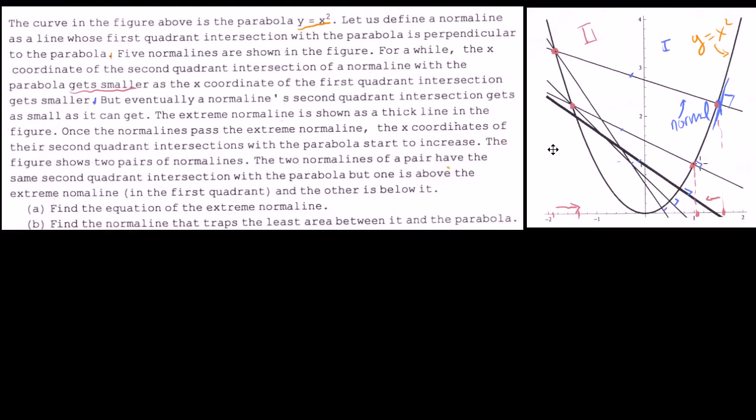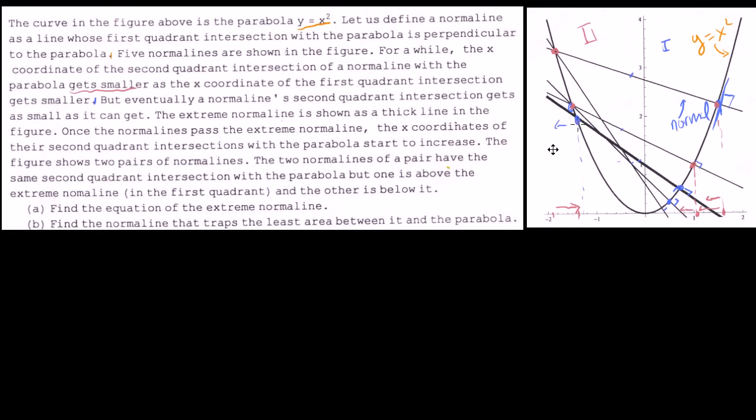As we went from that point to that point, as we moved the x in for the intersection of the first quadrant, the second quadrant intersection also moved in a bit from that line to that line. Fair enough. But eventually, a normal line's second quadrant intersection gets as small as it can get. So if we keep lowering our x value in the first quadrant, as we get to this point, and then this point intersects in the second quadrant right there. And then if you go even smaller x values in the first quadrant, then your normal line starts intersecting in the second quadrant at further and further negative numbers.